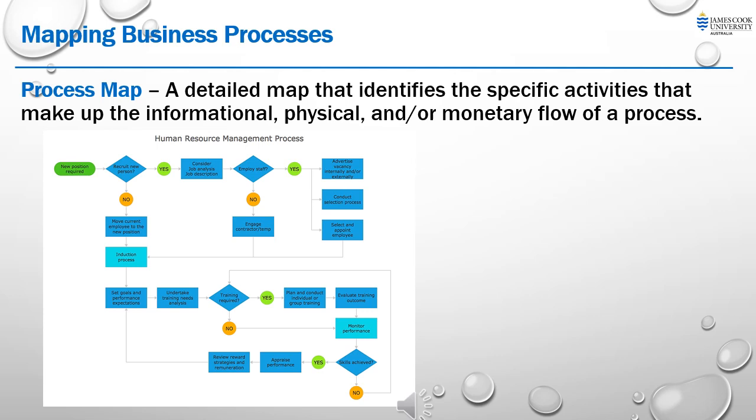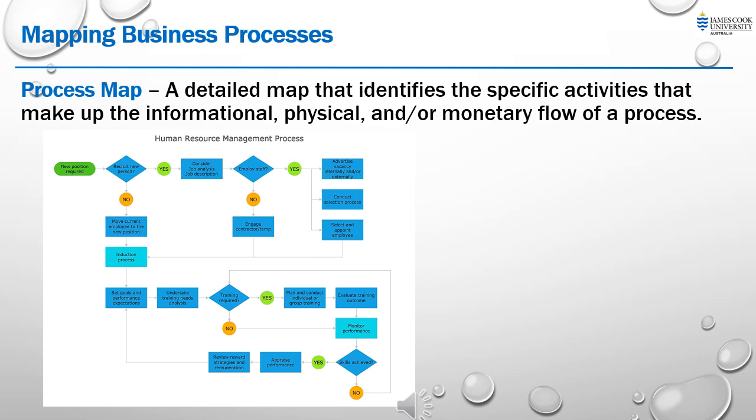So basically, a process map is a detailed map to identify the specific activities that make up the informational, physical, or monetary flow of the process. You can see in this picture, for example, a process of human resource management. So, new position required, requires a new person, yes or no.